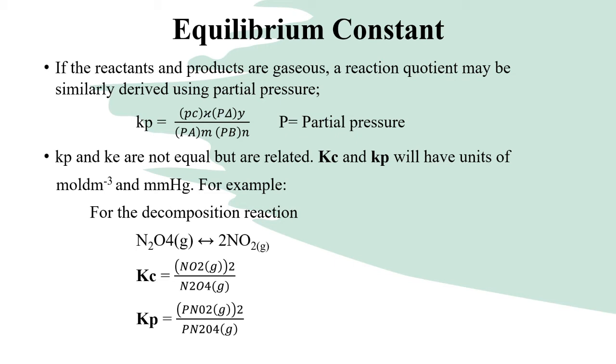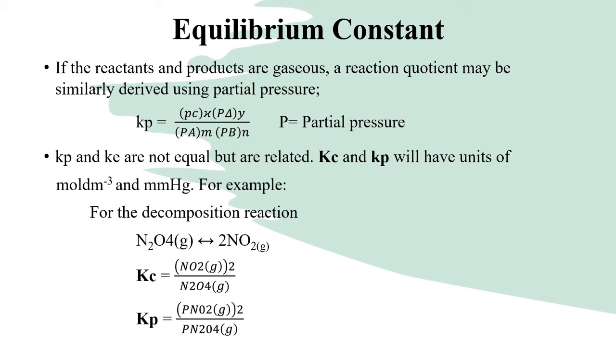KP and KC are not equal, but are related. For KC and KP, we have units of mole per dm cube and millimeter mercury. For example, let's look at this example. For the decomposition reaction of dinitrogen tetraoxide into nitrogen dioxide, our KC gives us what? We said what? Product over what? Reactant.